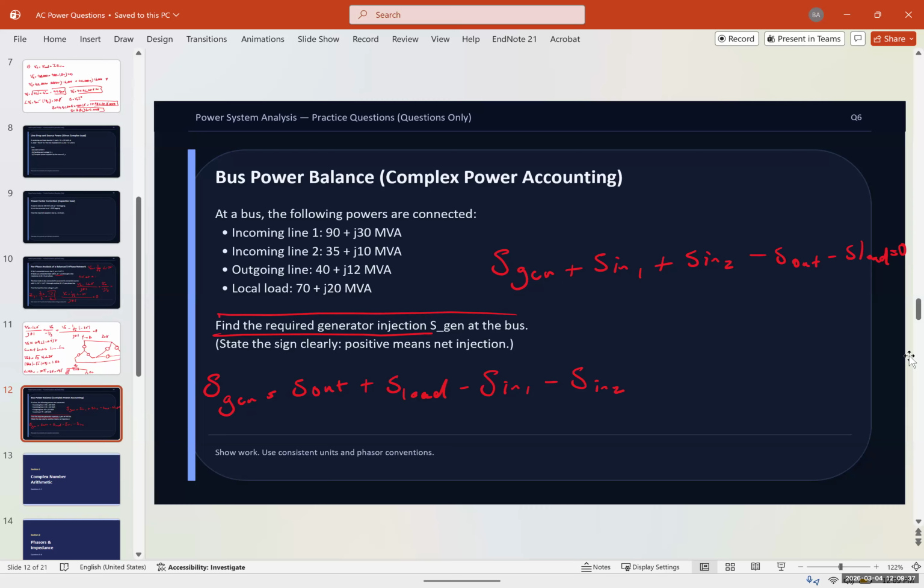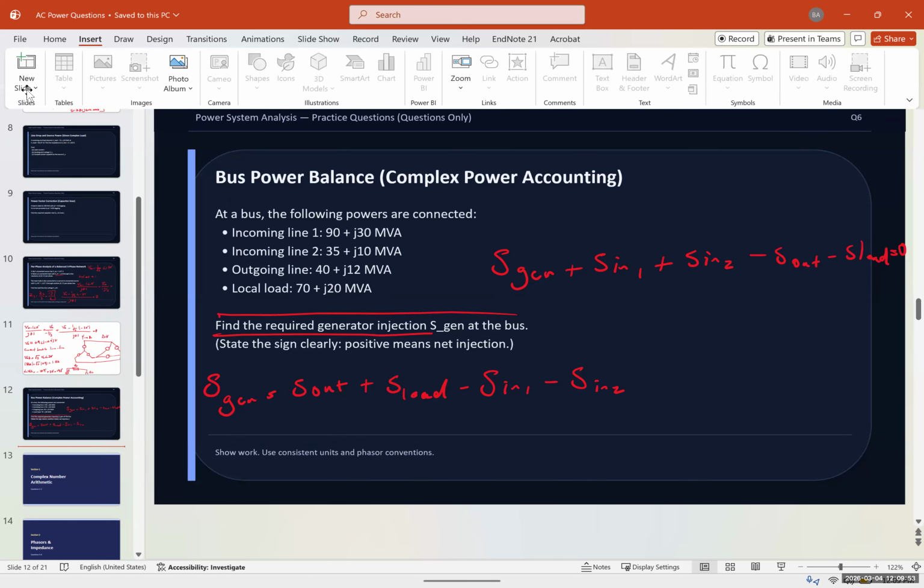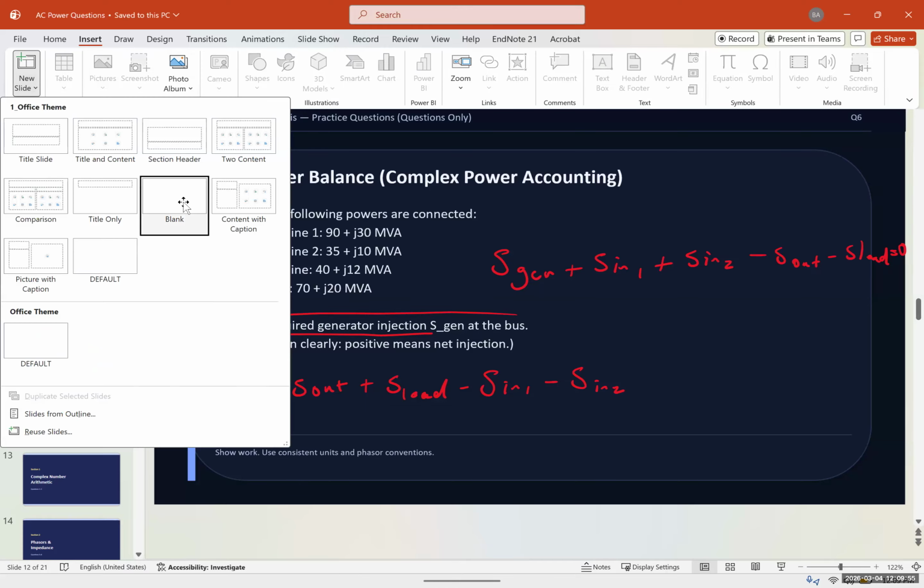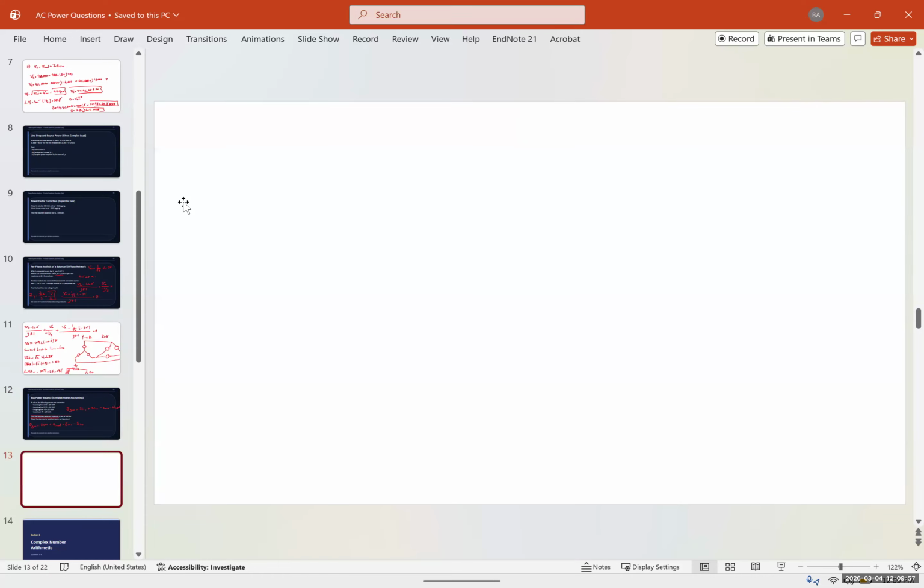If you got a negative S gen, that means, perfect, it means it has a net bus imbalance, and what it means is actually it requires power. It doesn't generate power. Okay. Let me solve this one as well. What did you get? The final number? What did you get?